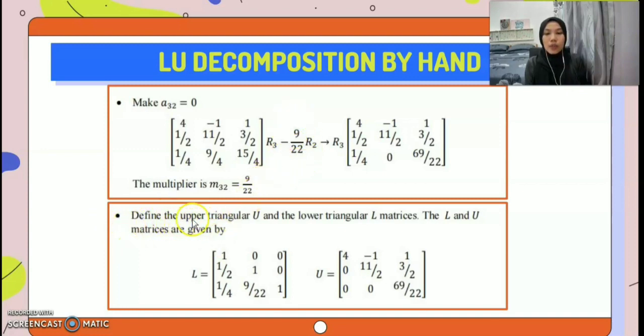Next, we need to define the upper triangular U and lower triangular L matrices. The L and U matrices are given by this new matrix. This is the matrix for the lower triangular, and this is the upper triangular matrix. From this matrix, we will get the lower triangular matrix and the upper triangular matrix.